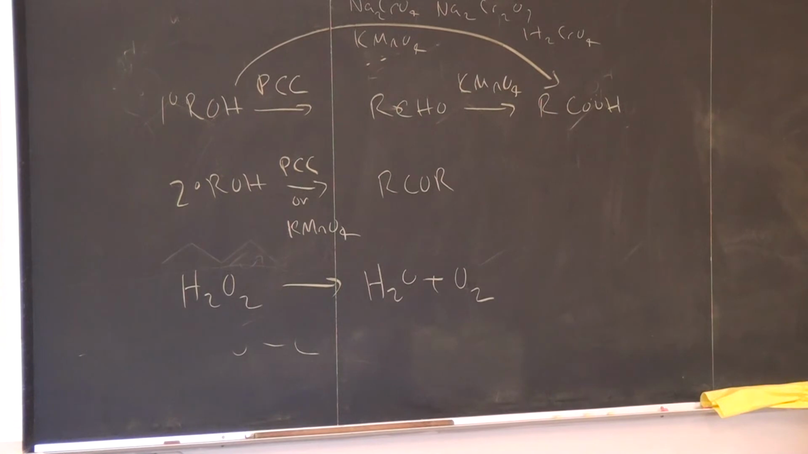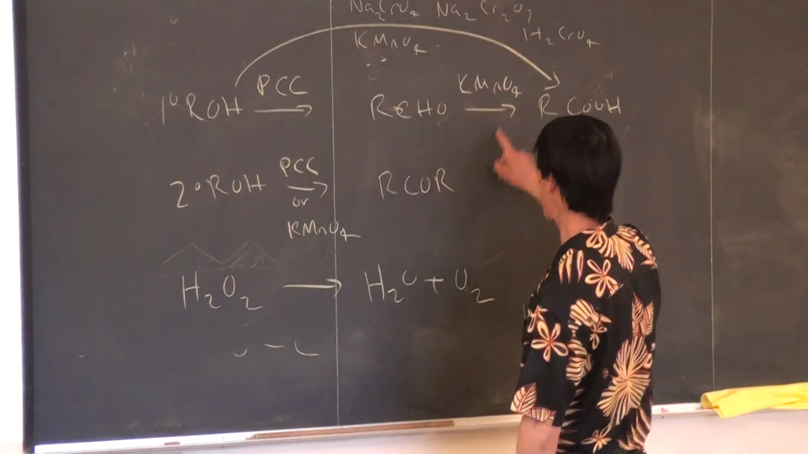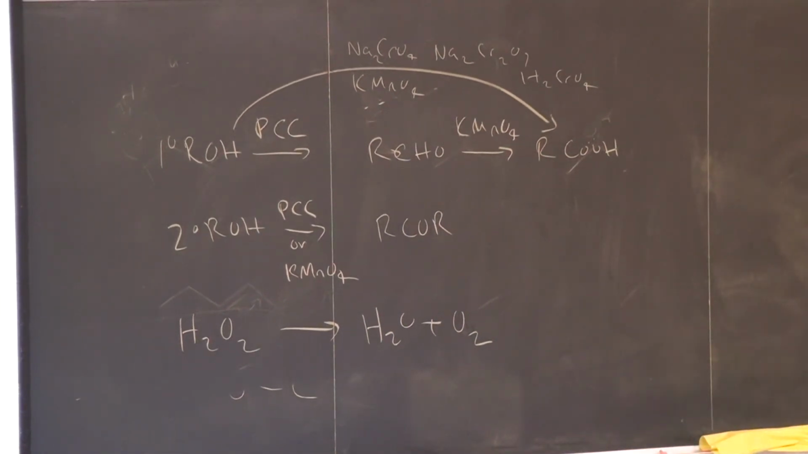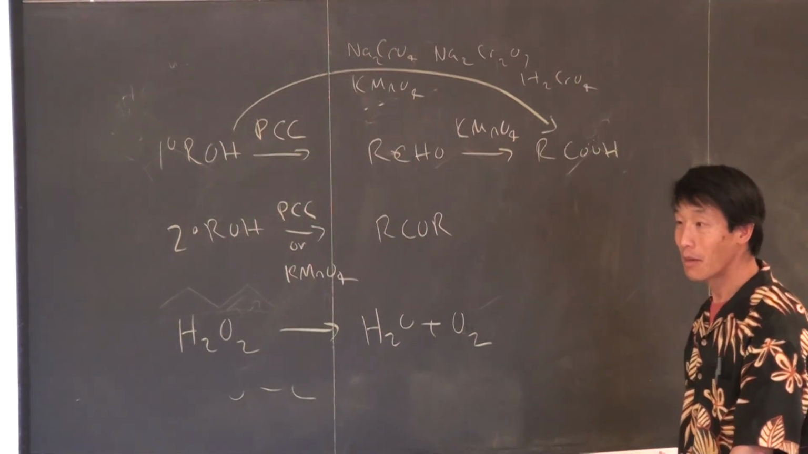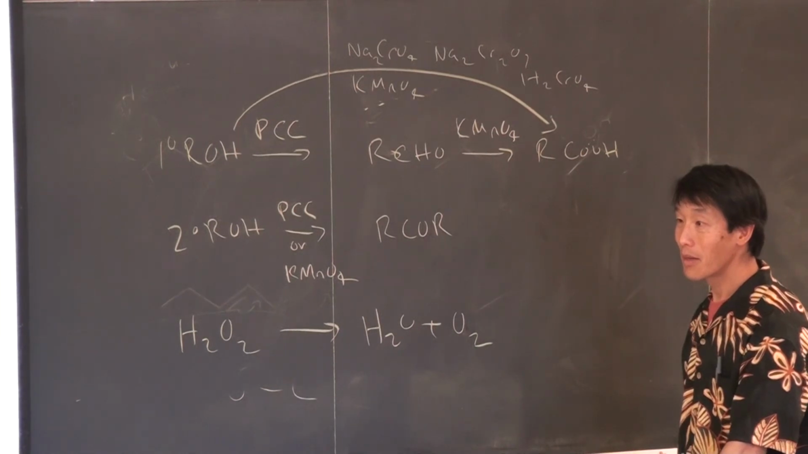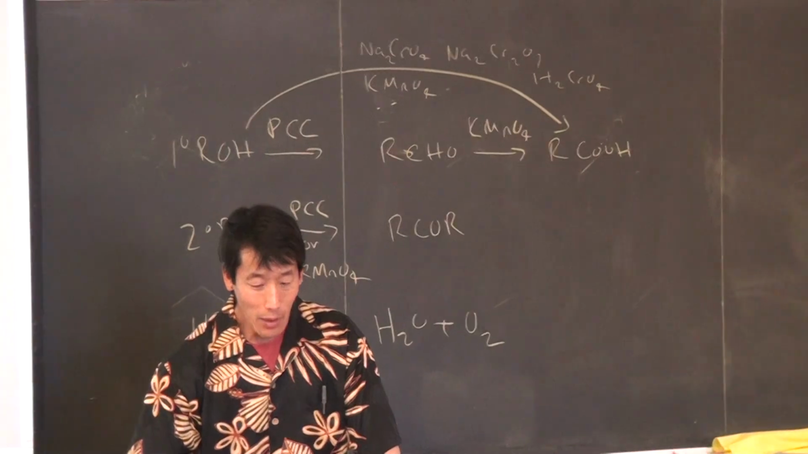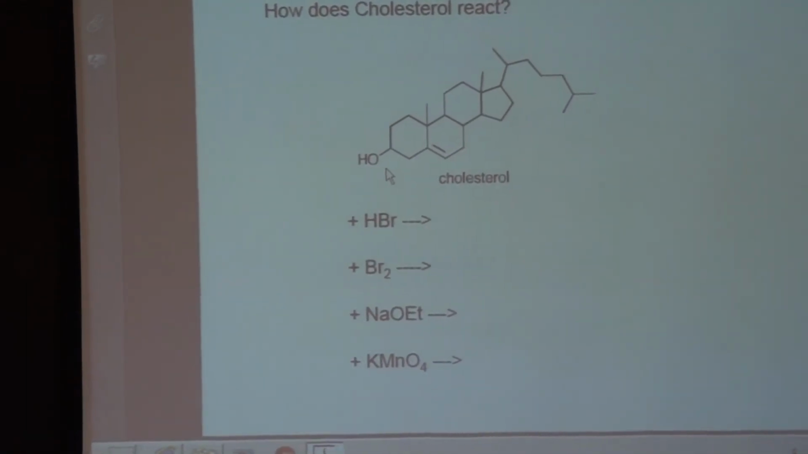RCOR? Yeah, that's a ketone. Ms. G, using Chem 104, can you oxidize the methyl group sticking out of the rings, or does it have to be aromatic in order for it? It's got to be aromatic. Yeah, it has to be aromatic, or you can't do it for an alkane ring.